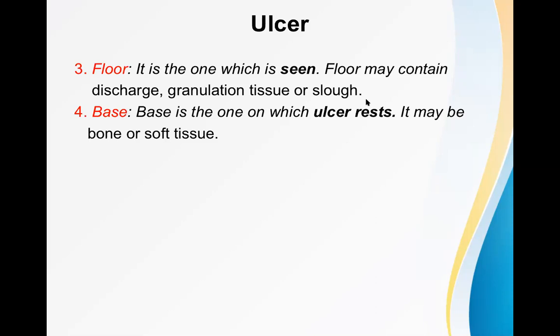So floor is the area which is seen when we look into the ulcer, and base is the one on which the ulcer rests. It may be bony tissue or soft tissue. Now, you all know what the parts of the ulcer are: margin, edge, floor, and the base.